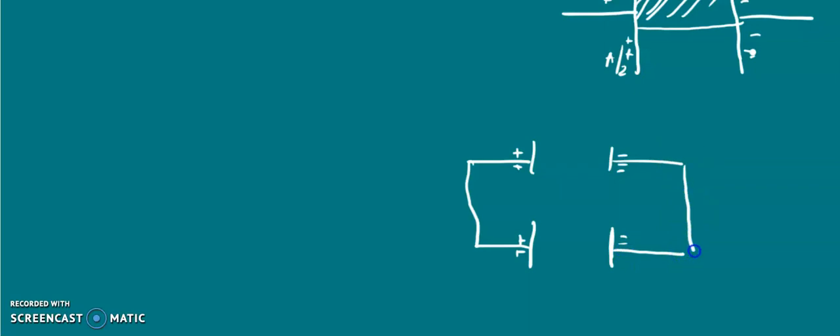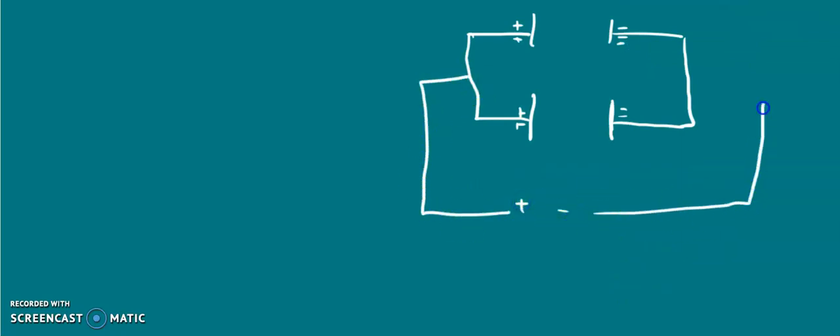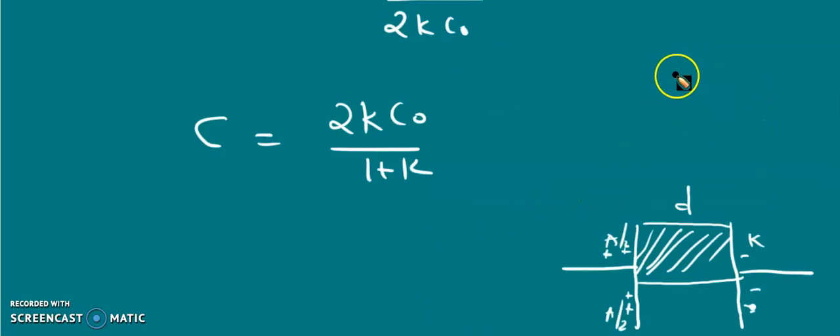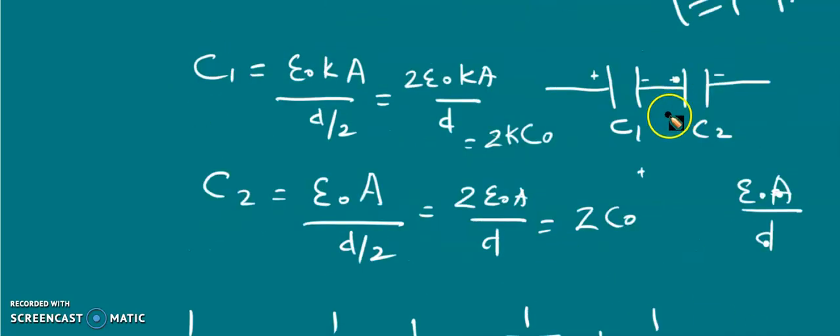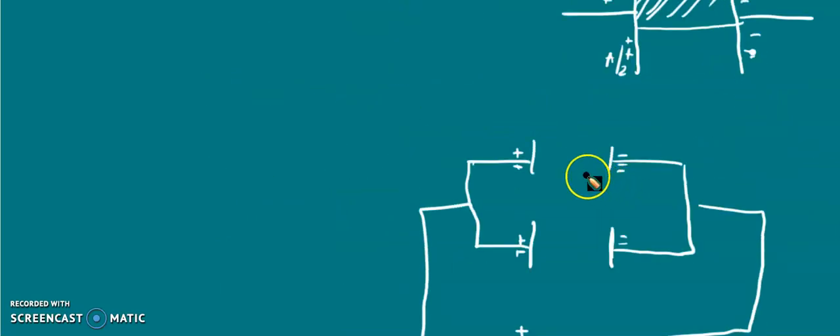And the negative plate of the capacitor filled with dielectric medium is connected to the negative plate of the capacitor filled with air. So this acts as a parallel combination with a battery having positive and negative sides. In the earlier case, we had a series combination connected to a battery. But here we have capacitors connected in parallel combination.